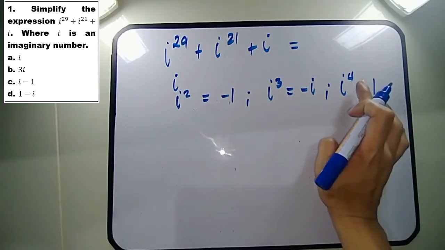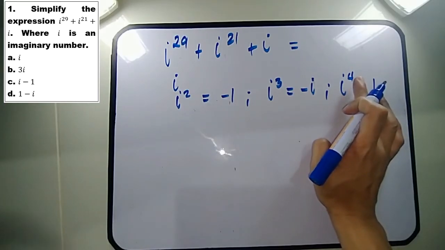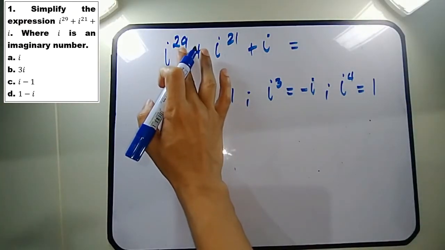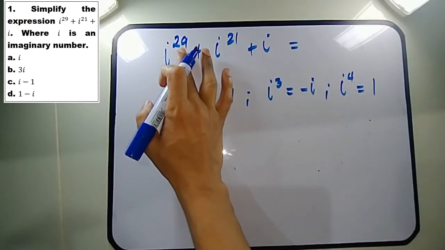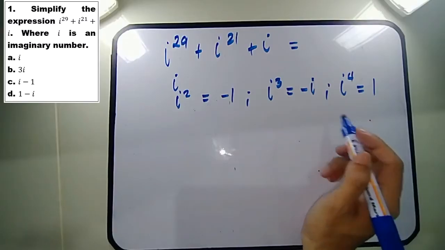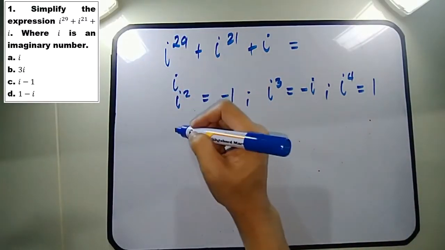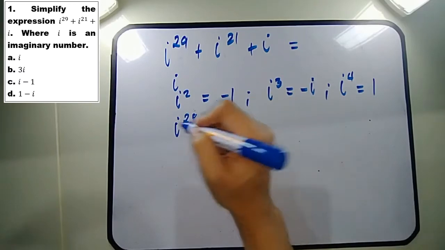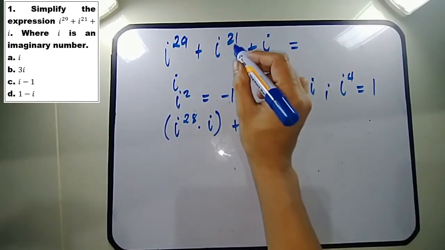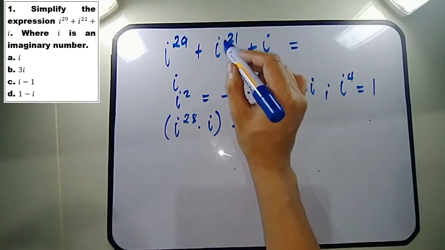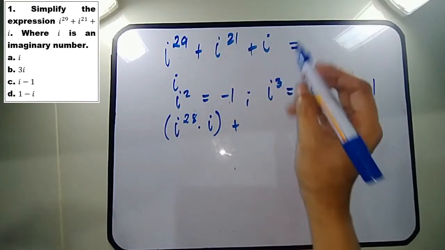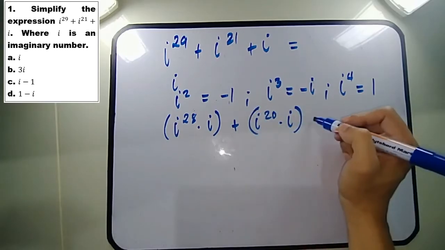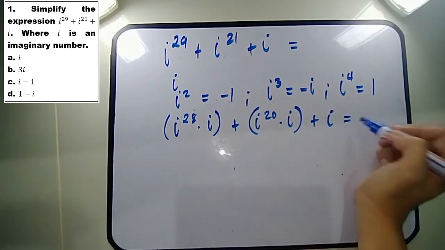Therefore, if our exponent is divisible by 4, that is just equal to 1. So what is the closest number that is divisible by 4? Closest to 29, that is 28. So this can be factored out as i^28 times i. And here, the closest value which is divisible by 4 is 20. So this is i^20 times i plus i equals.